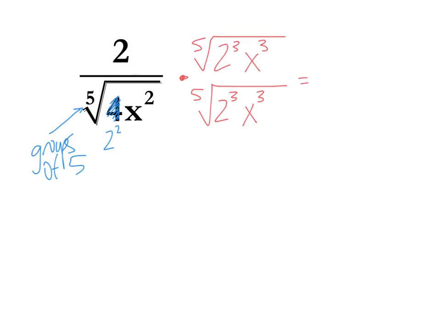So now I'm going to multiply straight across the top. The 2 stays outside in the front. And my radical has to keep that 5 in it. And 2 to the 3rd is 8. I can simplify that now. And then x to the 3rd.